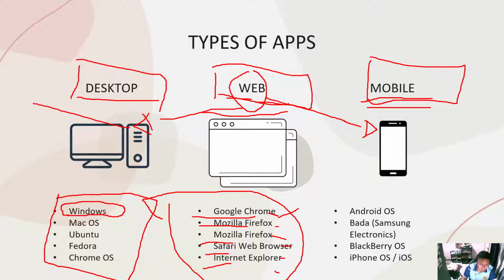Also, if you're going to develop only for Windows, you might have to create an application only for Windows, or only for Mac, only for Ubuntu and Fedora, because each platform can use a different programming language. The same thing with mobile. If you're going to create a mobile app for Android, for Bada, BlackBerry, and iOS, you have a different code structure also.